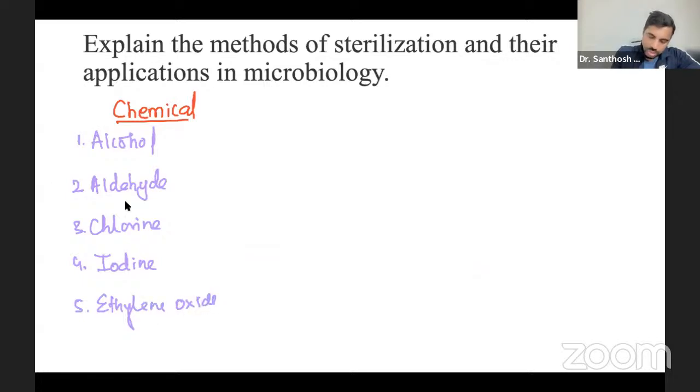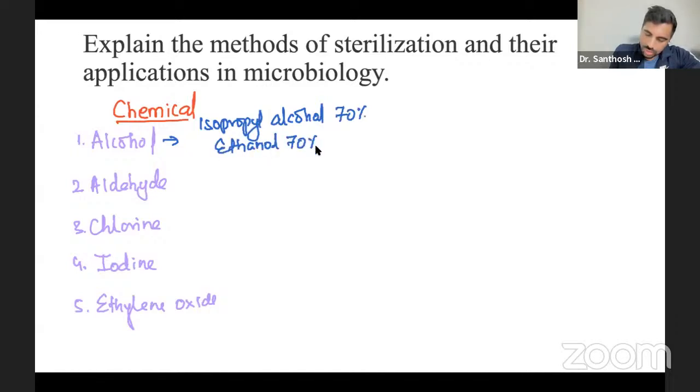When you talk about alcohol, we are talking about two alcohols: isopropyl alcohol 70% and ethanol also 70%. One is especially for thermometers. Both can be used for hand rub, sanitizer.